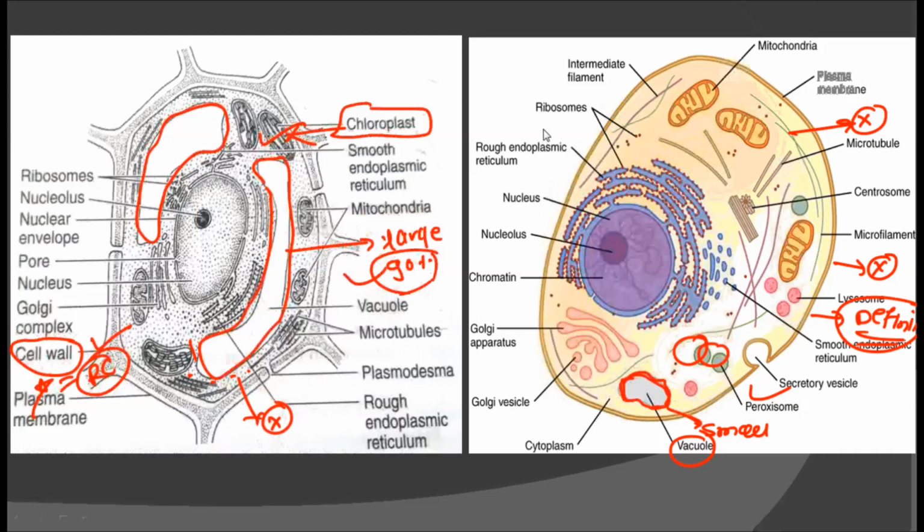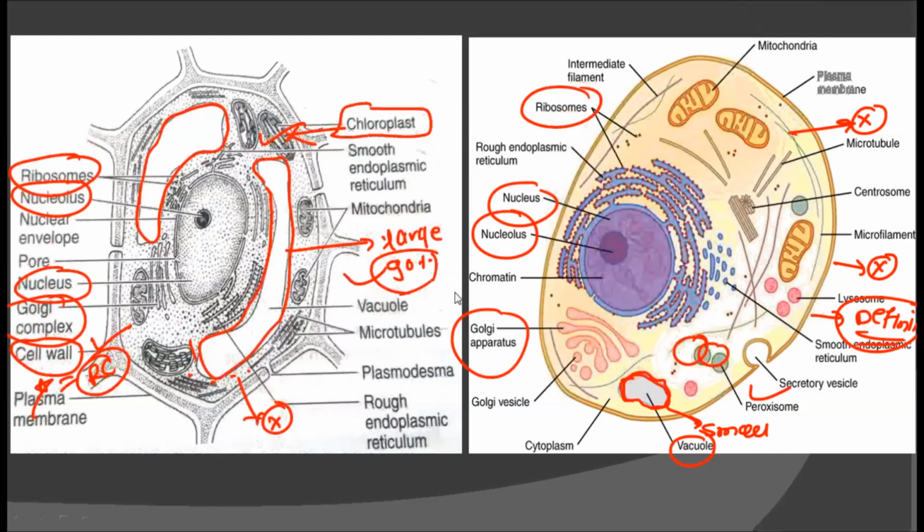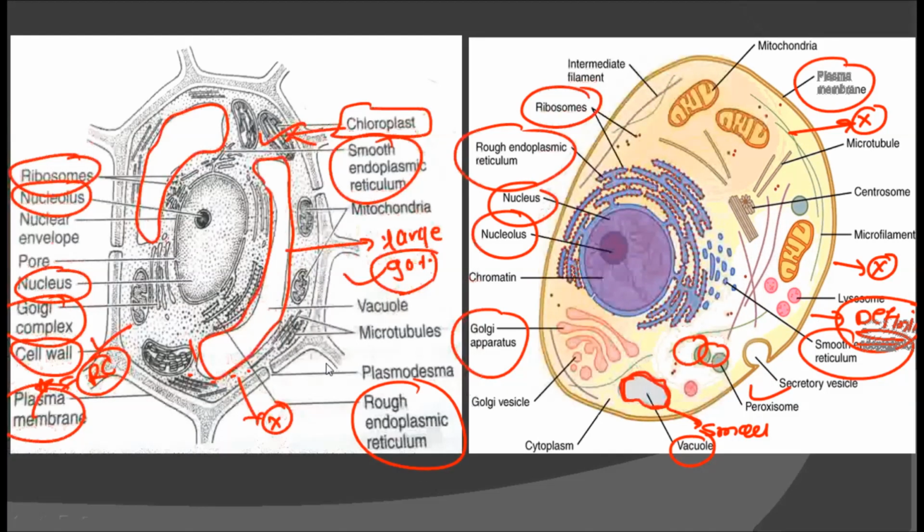While talking about the similarity between the plant cell and animal cell, they commonly have the ribosomes in both the cells. Then there is a common nucleolus. Golgi apparatus is present in both the cells. The plasma membrane is found in both cells, that is in plant cell as well as in the animal cell. Plus, there is a presence of rough endoplasmic reticulum and smooth endoplasmic reticulum in both the cells, that is in the plant cell as well as in the animal cells.